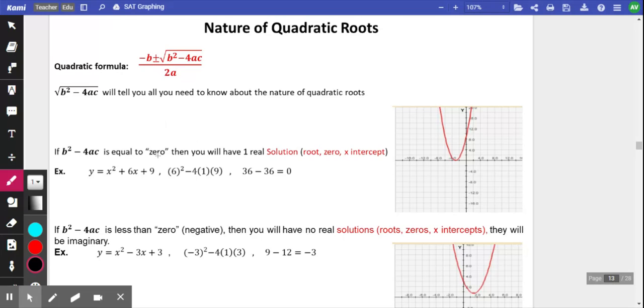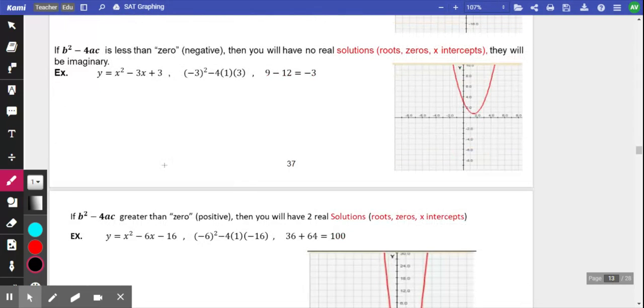It tells you all you need to know about the nature of the quadratic roots. Okay, so when you plug this in, if you get 0, you will have one real solution, meaning it touches the x-axis in one place, like this one. If this is less than 0, if it's a negative number, then it doesn't touch the x-axis at all. You would say it has no real solutions.